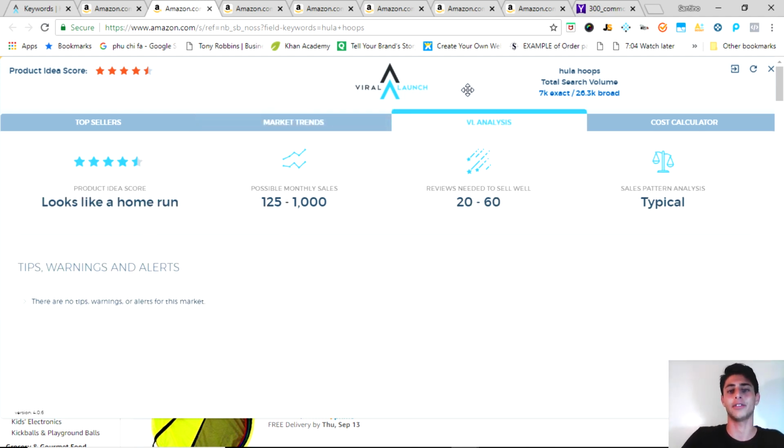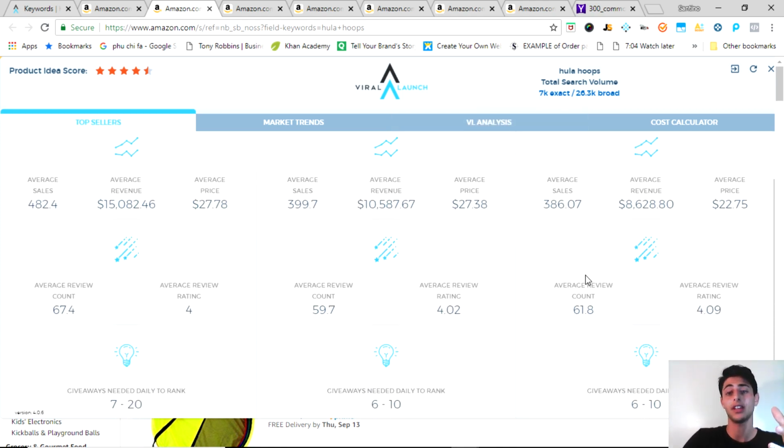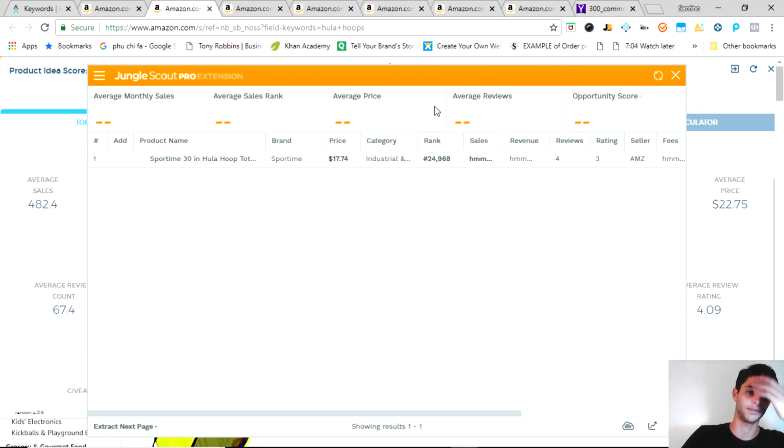And then looking at the Viral Launch analysis, you can see right here, it looks like a home run. There are no tips, warnings, or alerts. So this looks like a great market right away from face value. So this would be another product we'd add to cart, and then we'd actually go ahead and check out the overall market and do market research on this product now. So let's go ahead and check out how this market looks using the Jungle Scout Chrome extension.